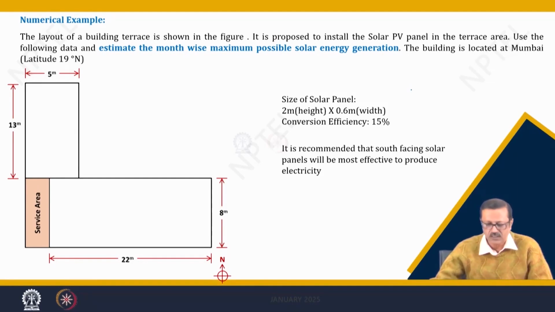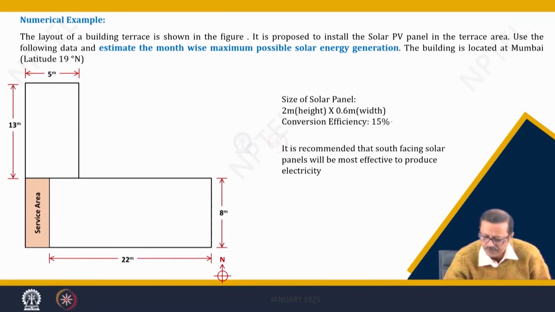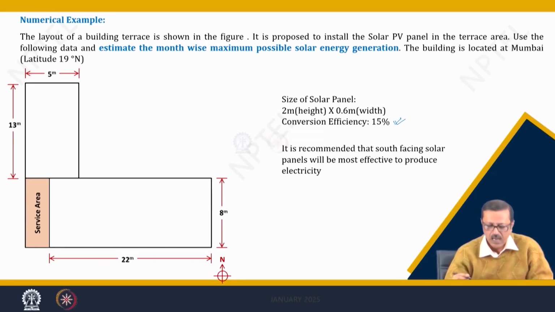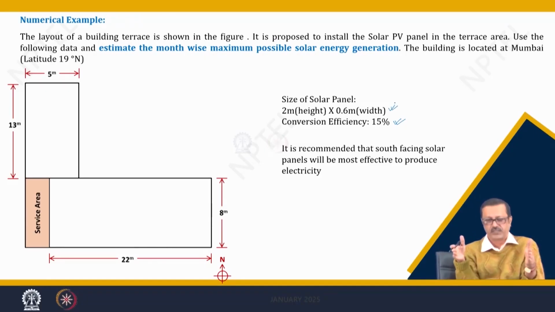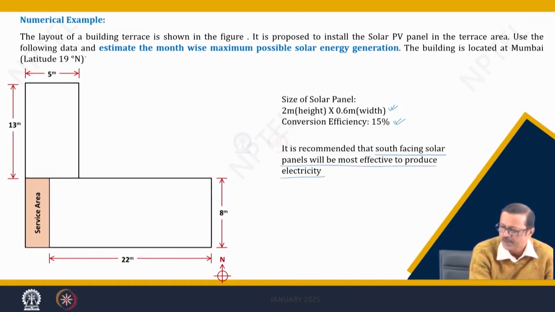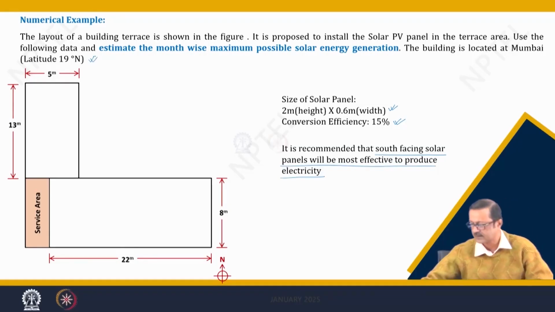So, I am going to install solar panels of conversion efficiency of 15%. How that data is actually calculated we will discuss in the next lecture. Let us suppose it can give 15% conversion, and the solar panel size is 2 meter height and 0.6 meter width, so 8 feet by 2 feet. It is recommended that south facing panels will be most effective to produce electricity, and it is in Mumbai. So, the latitude is 19 degree north.